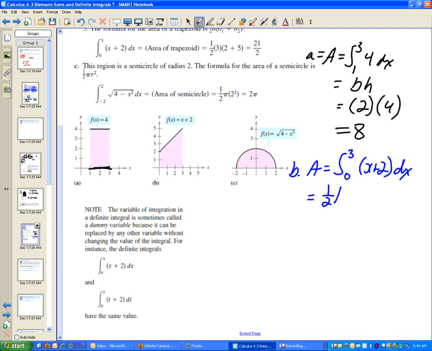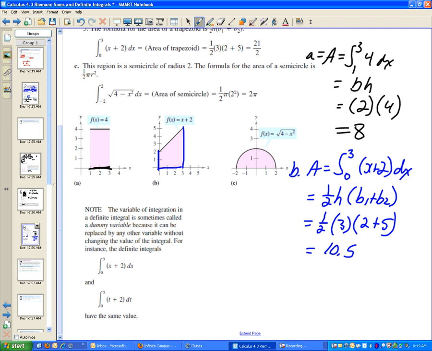It's 1/2 times the height times the sum of the bases. Now, that's the height. That's one base, that's the other base. So that'd be 1/2 times, and we can work that out, can't we? What would we get? We'd get 7, 3, 21. What's half of 21? Okay? You with me?